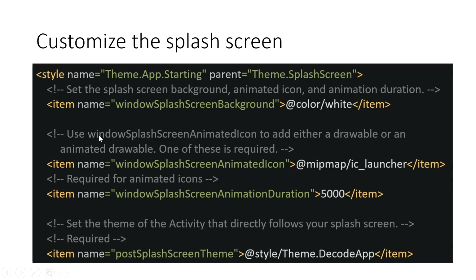Then you have to create a style file for your splash screen. There are certain parts that you have to understand first. The first one is the style's parent theme. For any style tag that you define, it should have a parent. For a splash screen, the parent is Theme.SplashScreen, and you define a name for it, which is Theme.App.Starting. Followed by this, you will have certain properties for defining the core components of the splash screen. Let us see how we are going to implement that.